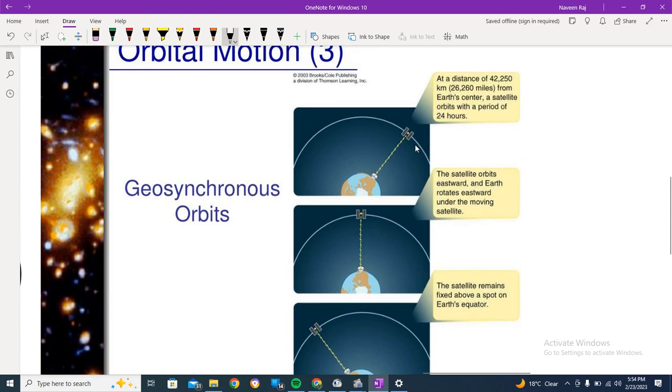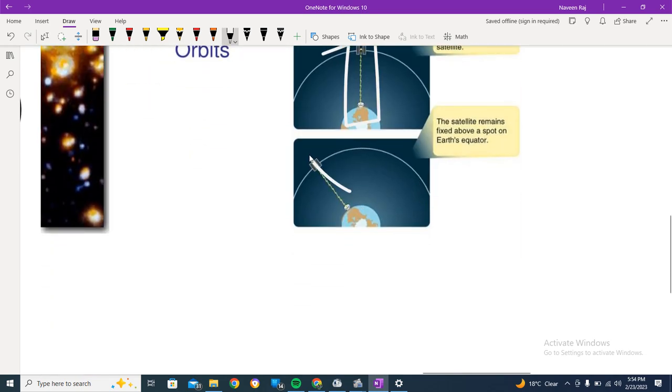Here we have an artificial satellite. In the artificial satellite, what is happening is it rotates under the moving satellite. Now from here the satellite moved till here. This means it is arbitrary motion. Here it moved, it is arbitrary motion, fixed above the spot on the earth. This is a very important point: it is fixed above a spot on the earth, and it is moving in an arbitrary direction.